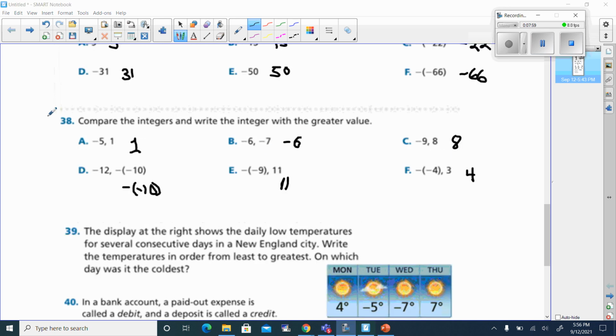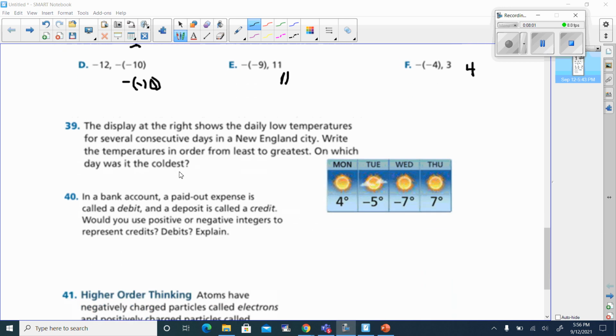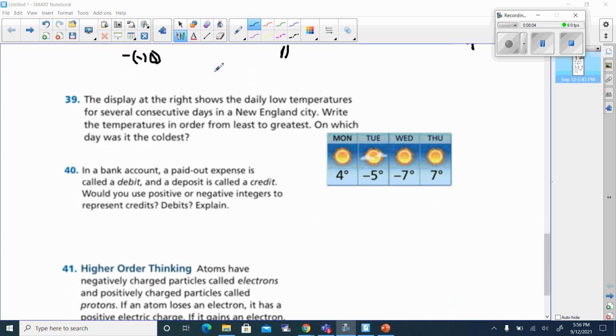I don't know why I did number 38. I was supposed to do number 39. You guys got over on that one pretty good.